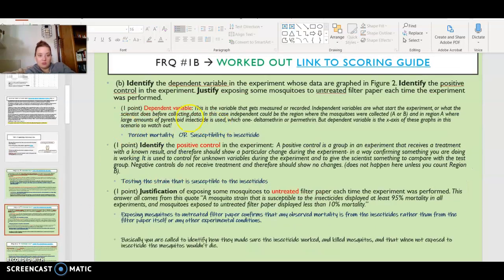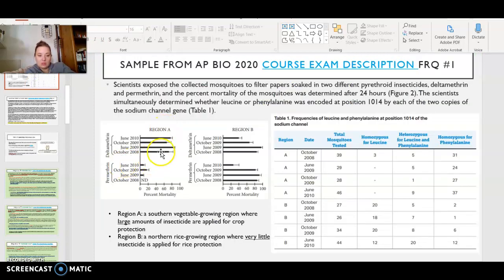Let's see how fast I can do B. Identify the dependent variable in the experiment whose data are graphed in figure 2. If you go back and look at figure 2, we've got percent mortality and different times that they collected mosquitoes. You cannot change time. This was the time it occurred.